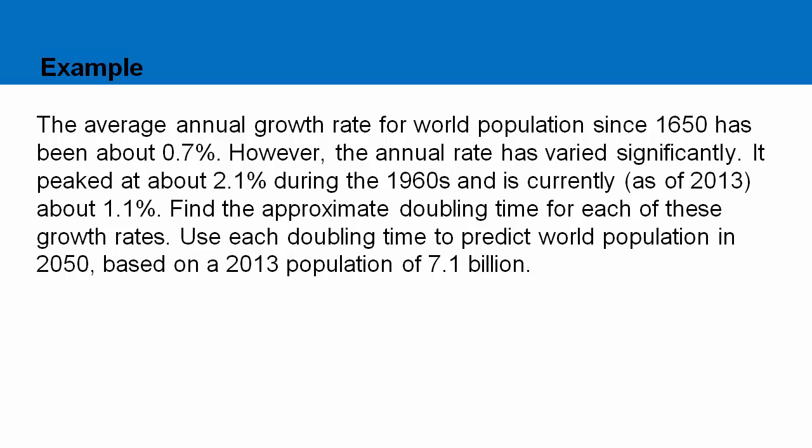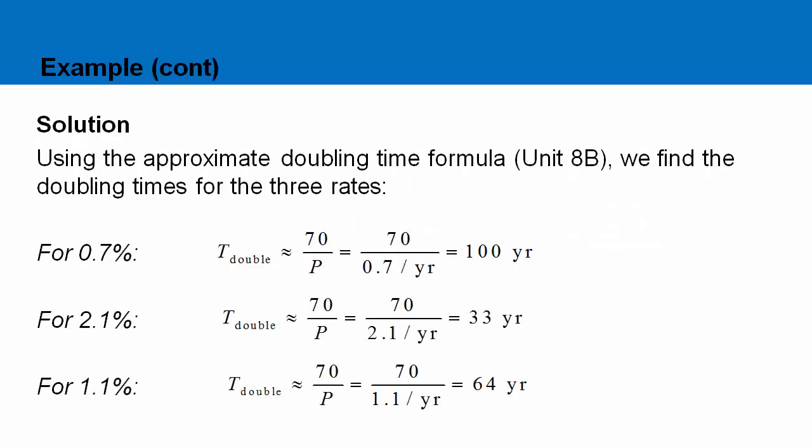Find the approximate doubling time for each of these growth rates. So basically, we want to figure out how long it takes for the population to double if it's growing annually at 0.7%, 2.1%, or 1.1%. And if we remember before, there's an approximation for that, right? 70 over the growth rate. So 70 over 0.7, 70 over 2.1, and 70 over 1.1 give you approximate answers for each of those three: 100 years, 33, and 64.